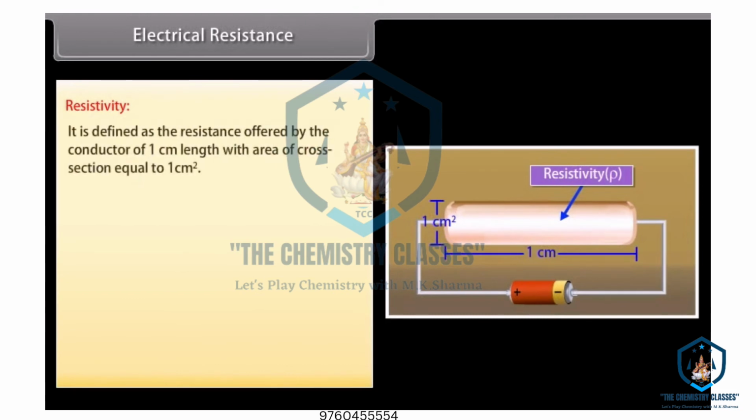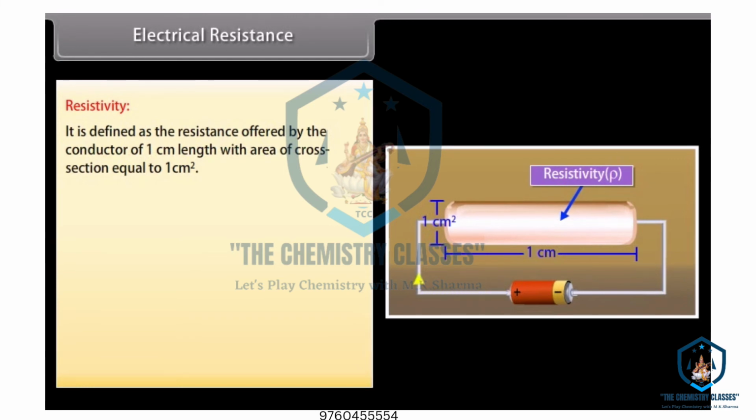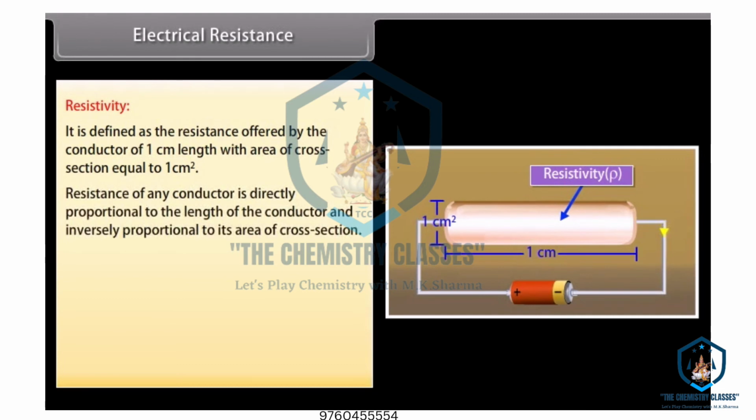Resistivity. It is defined as the resistance offered by the conductor of 1 centimeter length with area of cross-section equal to 1 centimeter square. Resistance of any conductor is directly proportional to the length of the conductor and inversely proportional to its area of cross-section. R is equal to rho L upon A, where rho is known as specific resistance or resistivity.